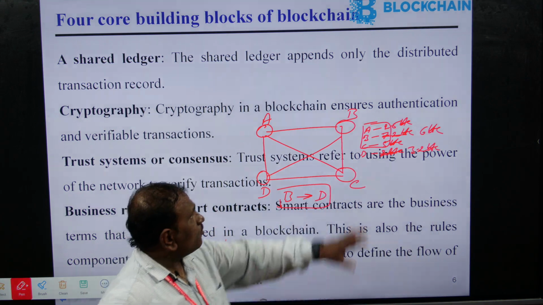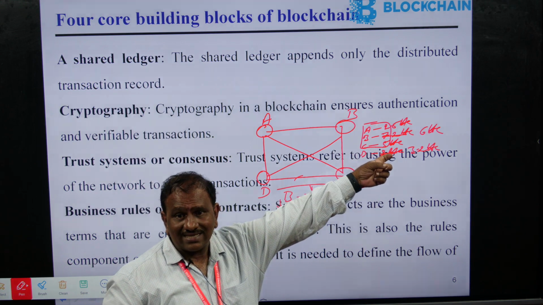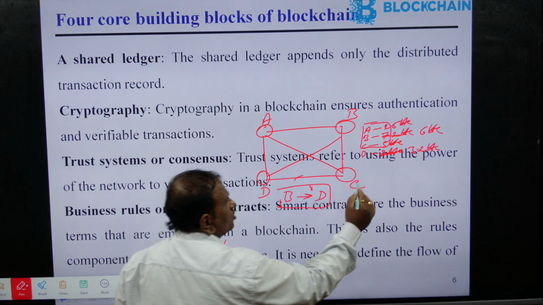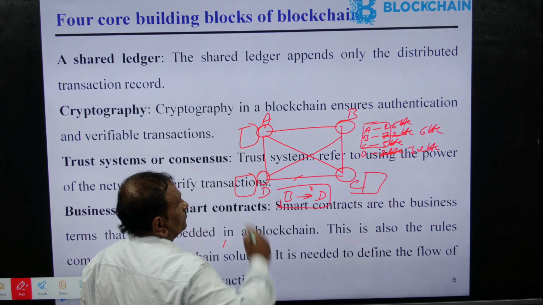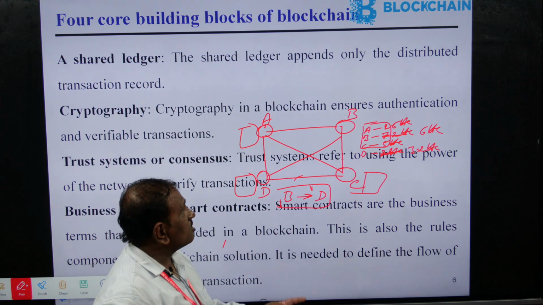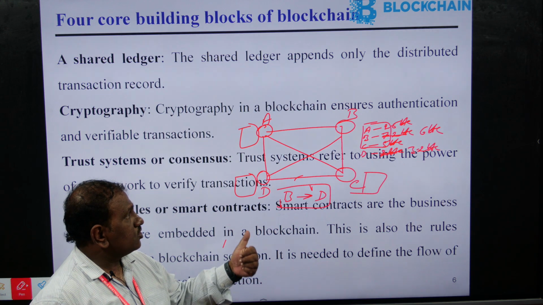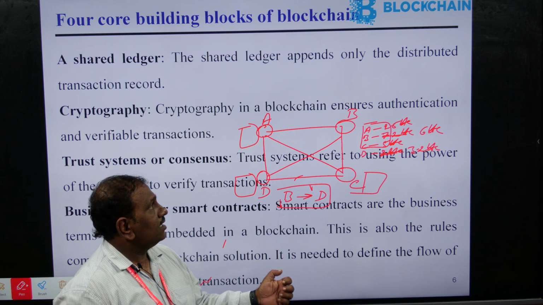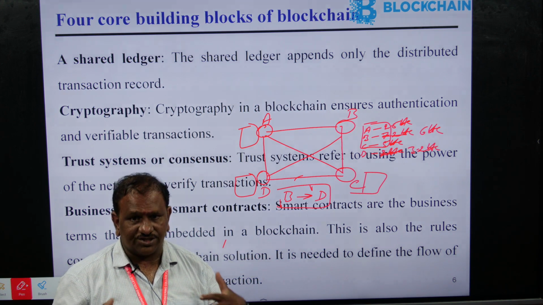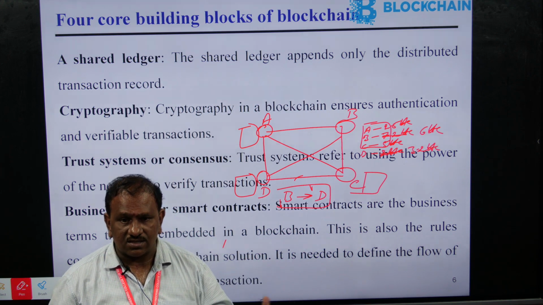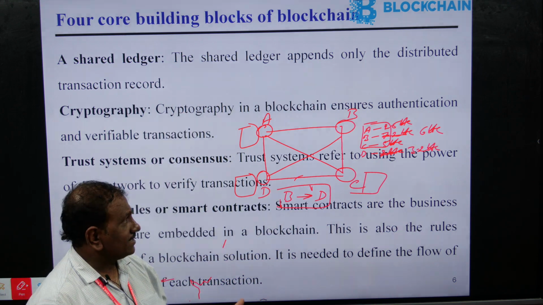Now will it be held in only one node? No. This is the ledger which is held by each and every node of the system. So that is what we call a shared ledger. Every node will be connected and all will share their knowledge, that is, what the current balance of the network is. That is the shared ledger, what we call it.